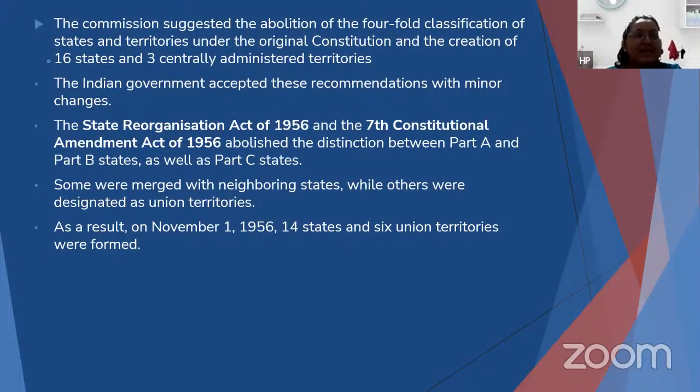Next, it states that कि जो हमारा fourfold class division है, जो कि हमारा A, B, C, D part में हमने divide किया है, this classification should be what? Annulled. ये abolish कर देनी चाहिए.